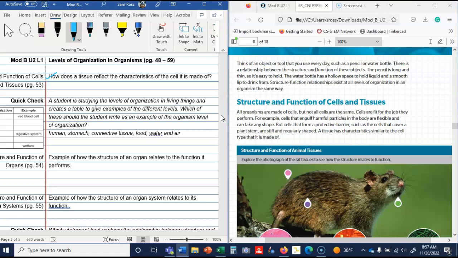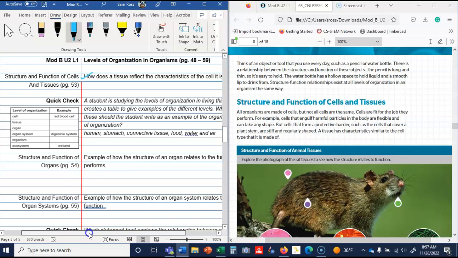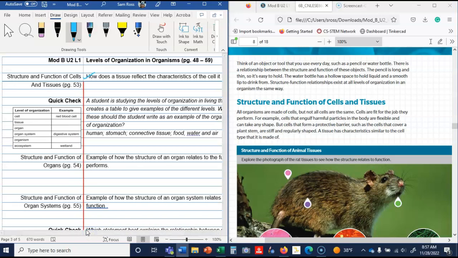A student is studying various levels of living things and creates a table to give examples of different levels. Which of these should the student write as an example of the organism level? Oh, the organism level, which is right there. I got you. Right, this right here. Got it. Okay, and the answer to that question is human. The organism is going to be human.